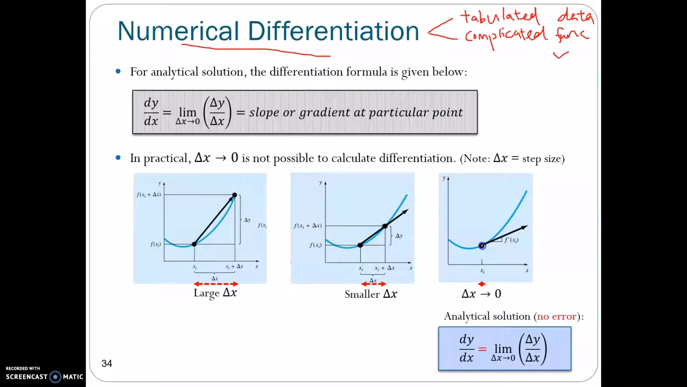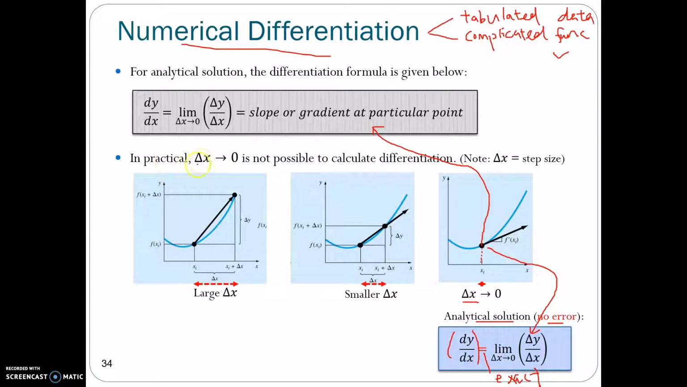By performing the analytical differentiation, you are actually looking at the gradient or the slope at a particular point here. And at this point, delta x approximates to 0. We can find the gradient at this point by using delta y divided by delta x. Take the limit delta x approximates to 0, then we can let this equal dy over dx. So in this case, the analytical solution has no error. This is 100% accurate. The solution that you obtain here is the exact solution.